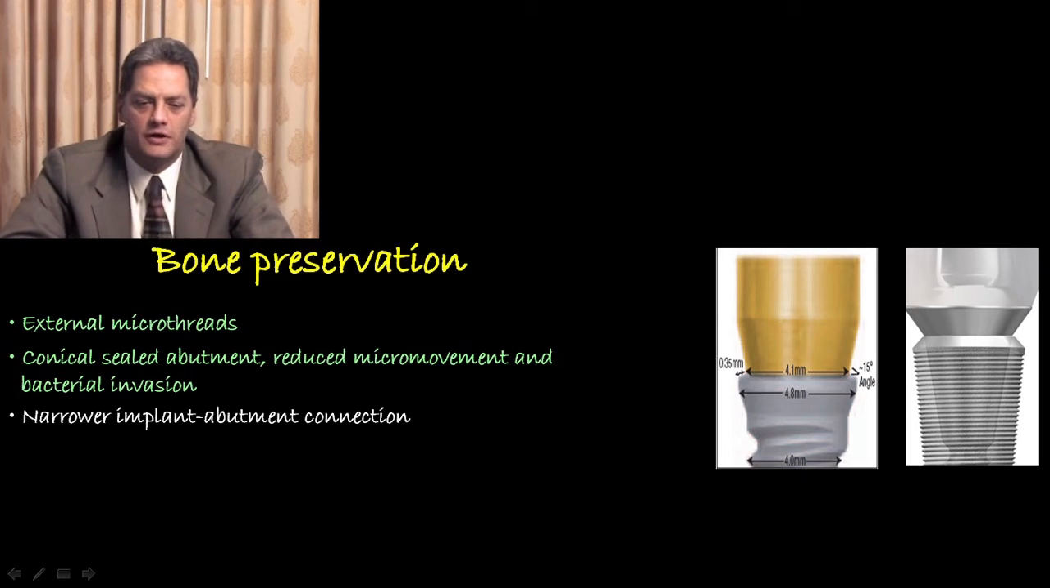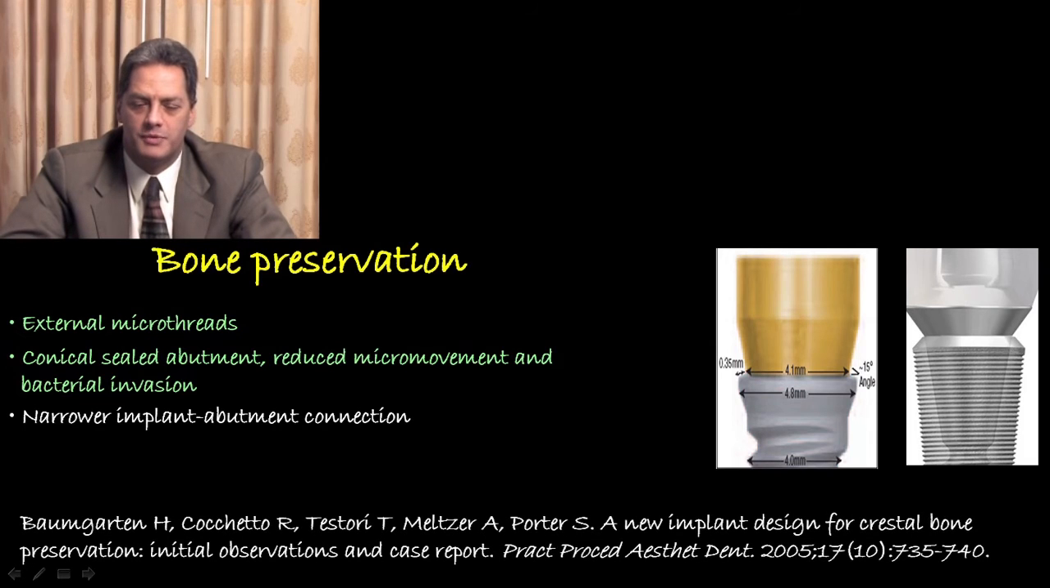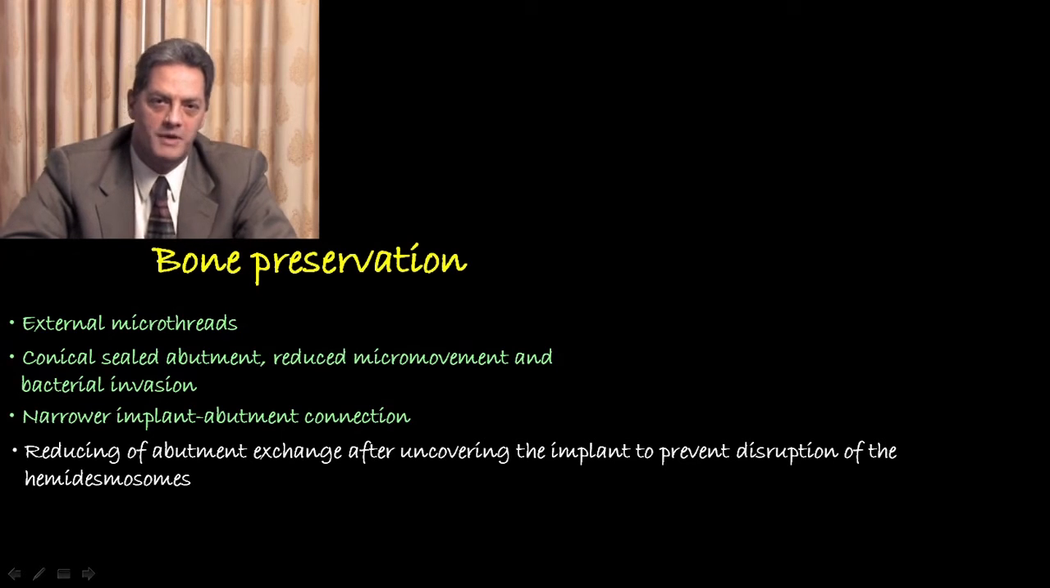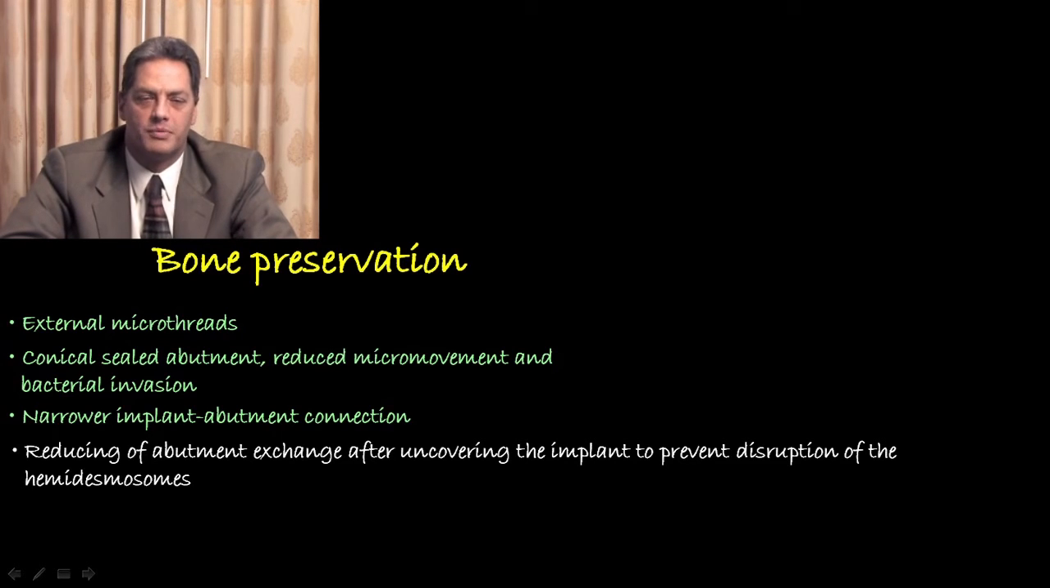It's also been discussed that narrower implant abutment connections could be beneficial. The idea is that, again, the loading forces are going to be closer to the center of the implant and away from the bone level at the most external and top microthreads. Here we have a 3i implant, here we have an Astra implant. The reducing of abutment exchange after uncovering the implant, to prevent disruption of the hemidesmosomes, in my point of view, is something that still needs to be proven, because we have many variations from implant system to implant system.